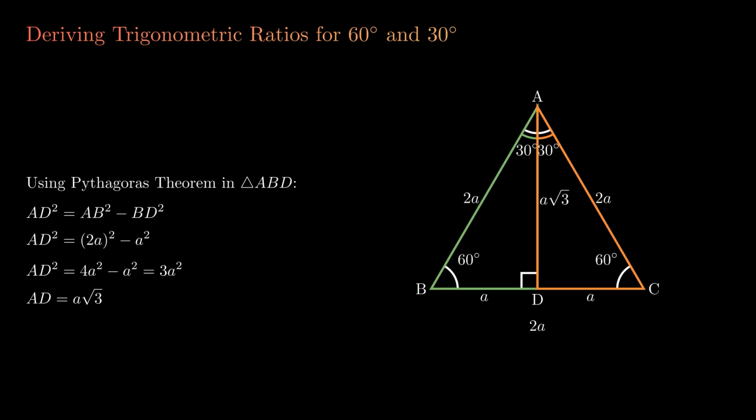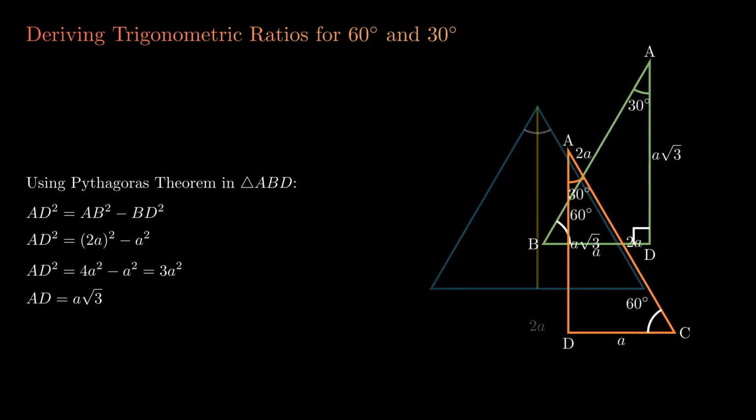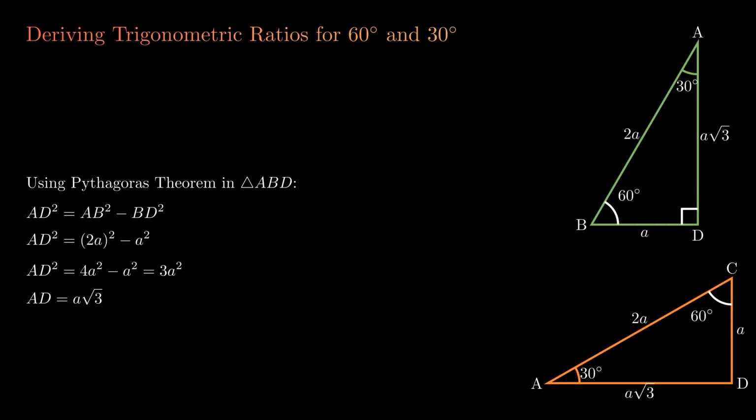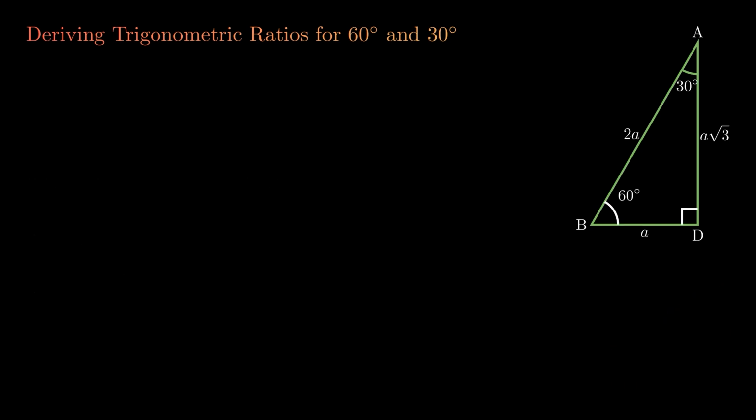Okay, now let's update the diagram. So AD length becomes A times root 3. I've added it here. Notice now I can split them into two different triangles where I can take angle B as 60 degree and then I can compute the trigonometric ratios. Let's start with the green triangle first and compute trigonometric ratios for the 60 degree. And we will bring back this orange triangle later when we compute for 30 degree. So let's calculate trigonometric ratios for 60 degree.